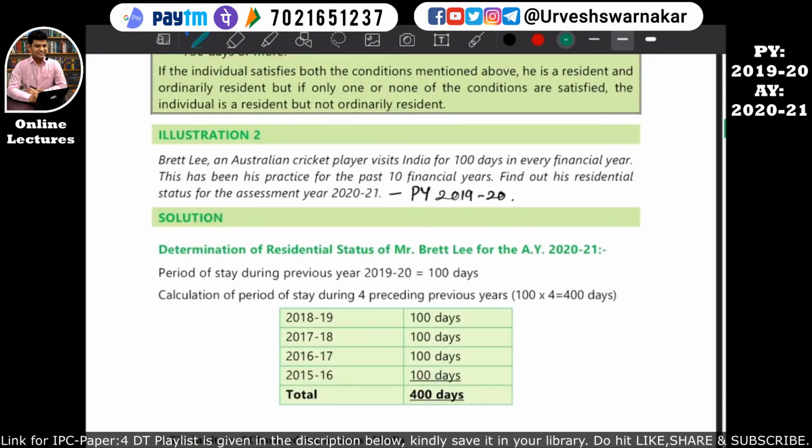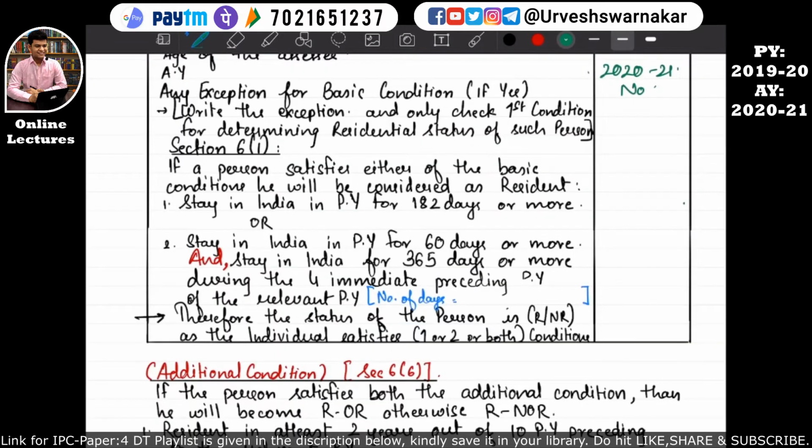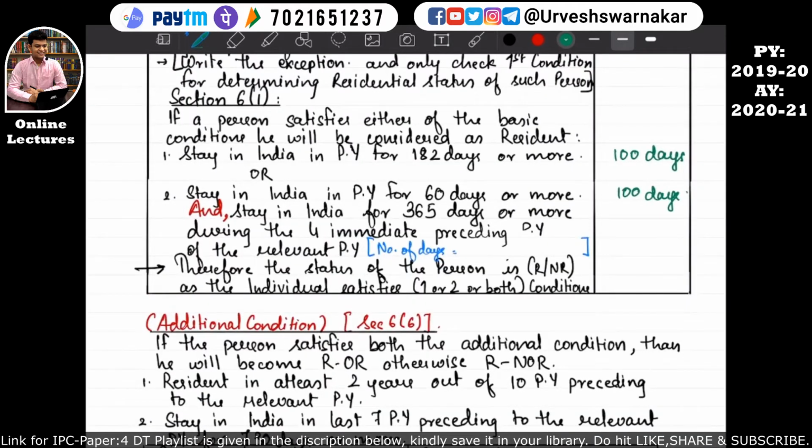What does the question say? Bradley as an Australian cricket player visits India for 100 days in every financial year. That means for the previous year 1920 he must have also visited for 100 days. I hope this is quite clear. So that means his stay in India in the previous year is more than 60 days. So here also we'll write 100 days. And stay in India for 365 days or more during the 4 immediate preceding previous years of the relevant previous year.